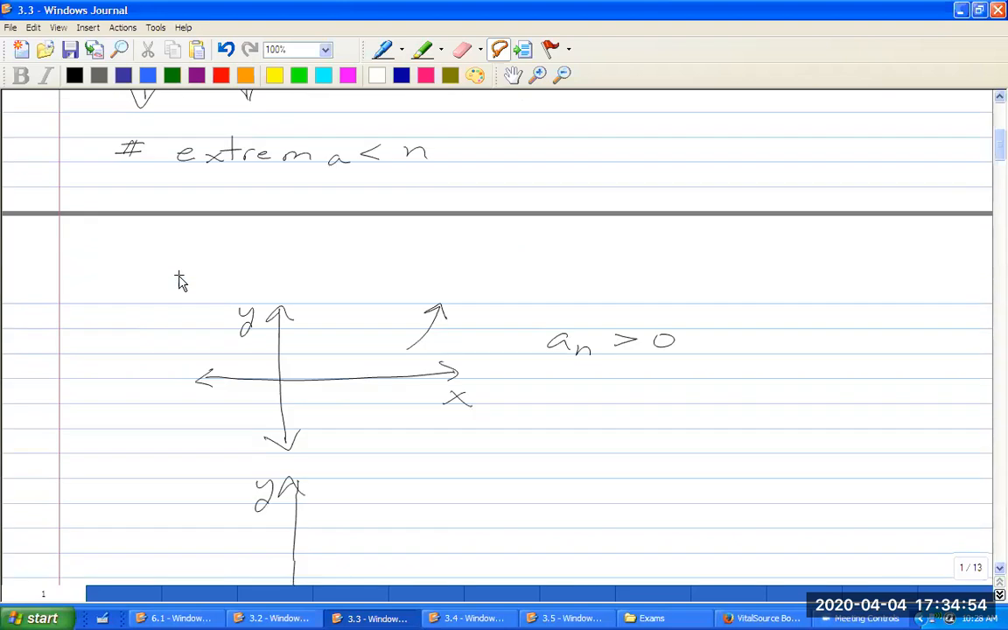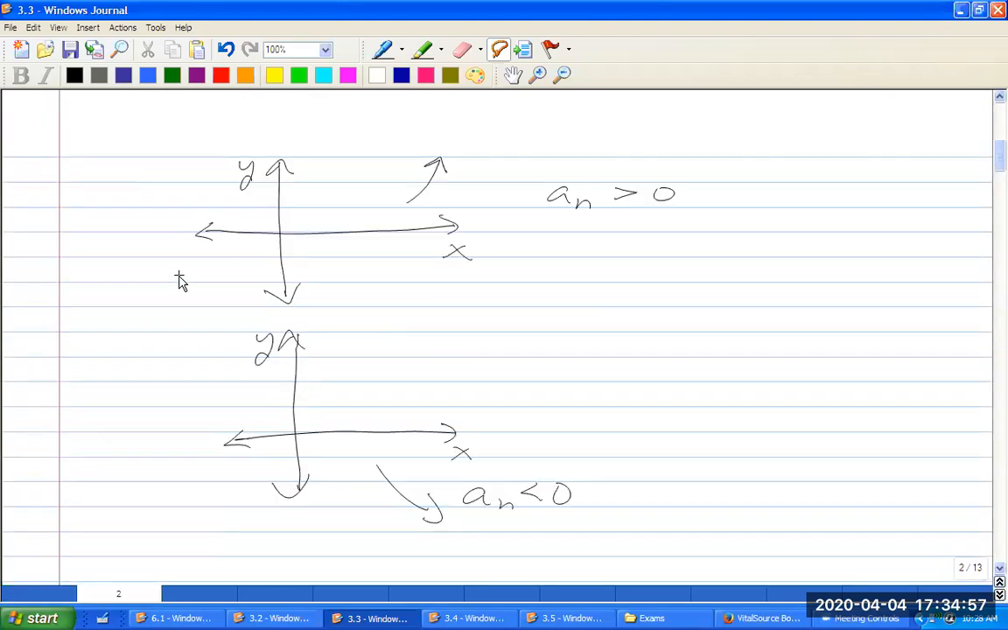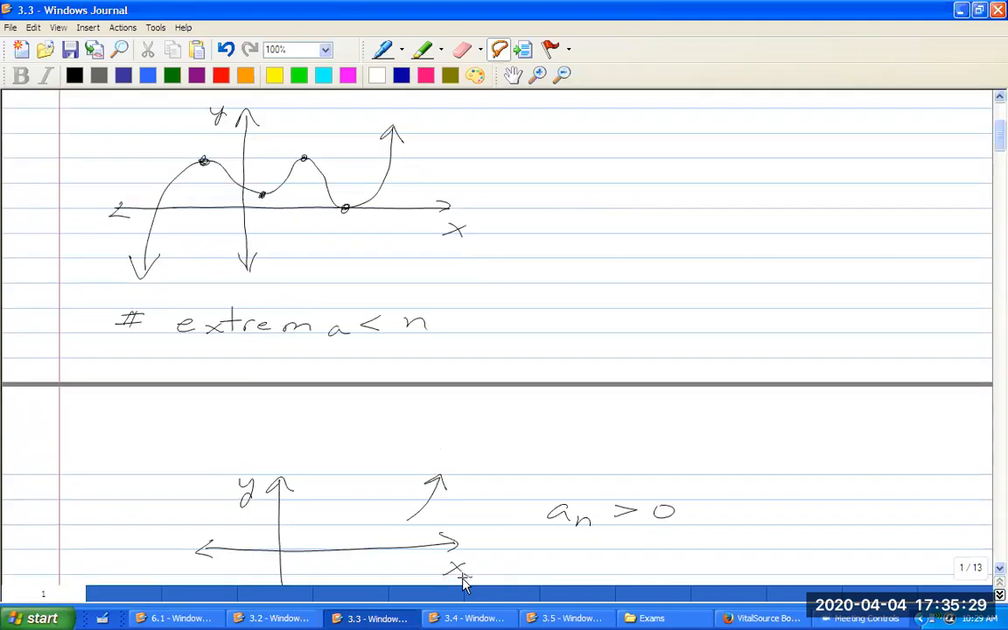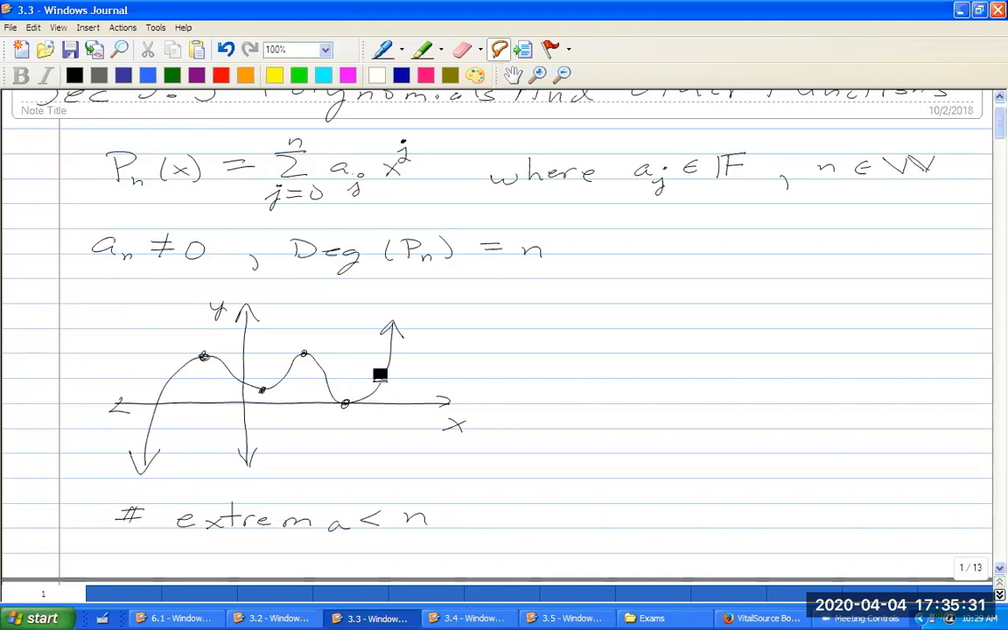First, let's look at what happens in the first or fourth quadrant. If this leading order coefficient, a sub n, is greater than 0, then eventually we go up into the first quadrant. If a sub n is less than 0, we eventually go down into the fourth quadrant. So if the highest order term is positive, then it goes up. If it's negative, then it goes down.